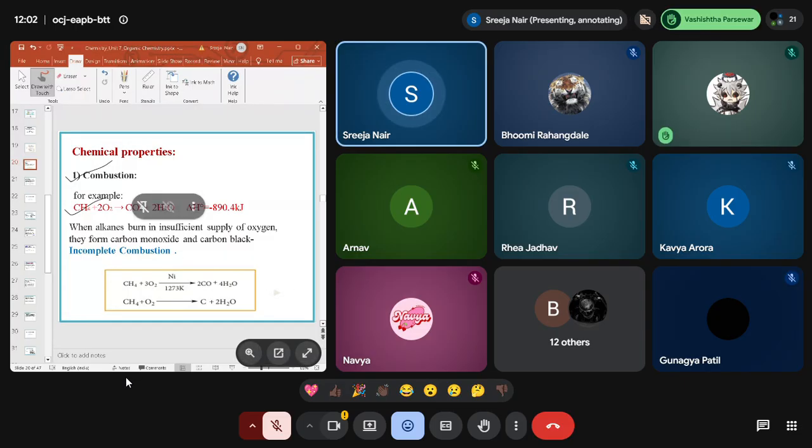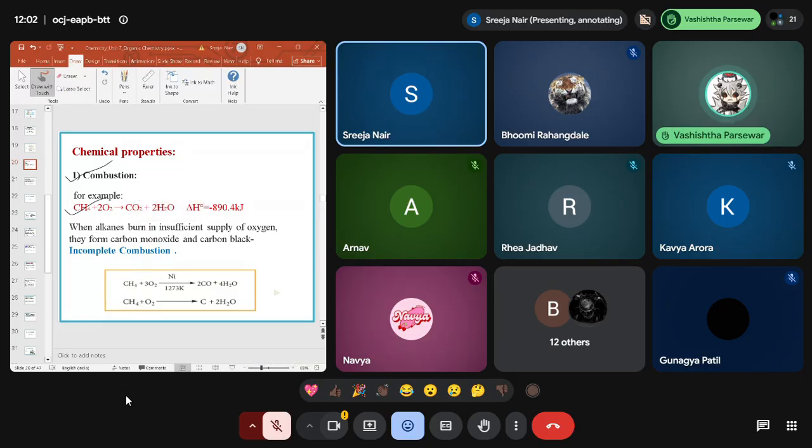Yes, Vashish. Ma'am, actually I forgot the page number. Can you just tell the page number? The page number here is page number 230. Open your textbook to page number 230. Thank you, ma'am.